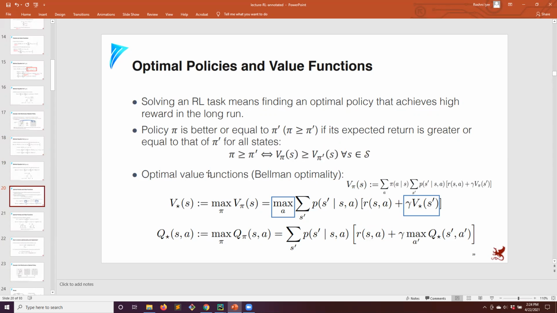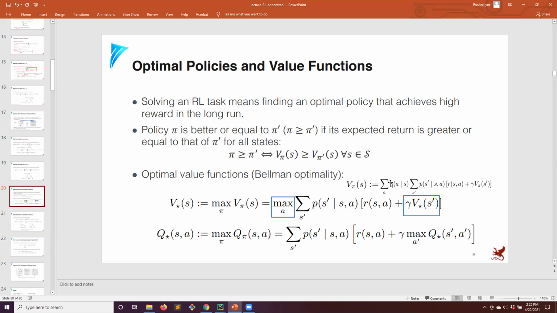And now we can look at optimal value functions. So when we say that we have an optimal value function from a state S, that is basically meaning it's the maximum over the policy that gives that largest value or expected return. And we can write this as the max over all of the actions of the transition operator, and this is the reward and the discounted expected return of the next time step.